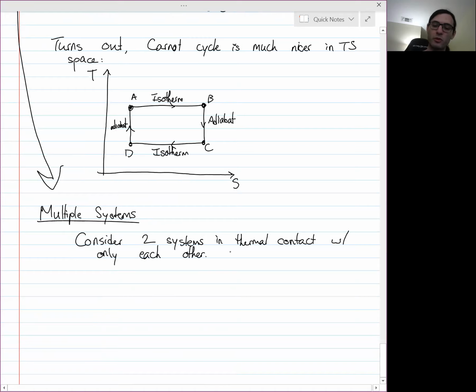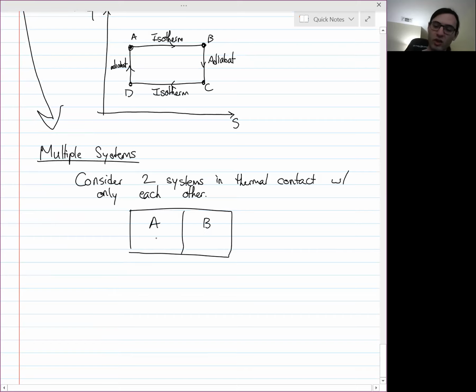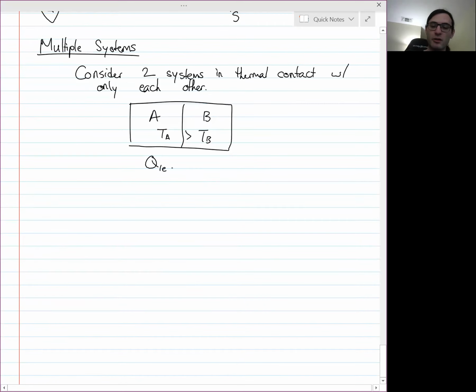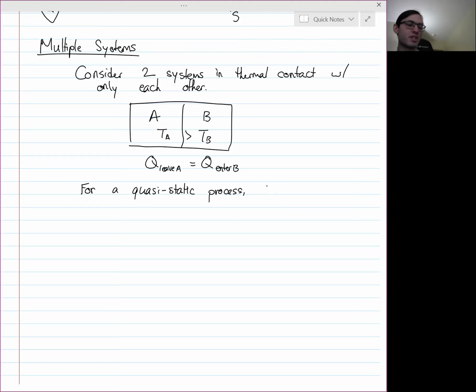So what we have is two systems, call it system A and system B, and let's say the temperature in system A is greater than the temperature in system B. We had to pick one of them to have different temperatures, so let's just choose A. So that means that heat, which leaves A, would be equal to the heat that enters B. So for a quasi-static process, i.e. a reversible process, we know that delta S1 plus delta S2 has to equal 0 because S is extensive.